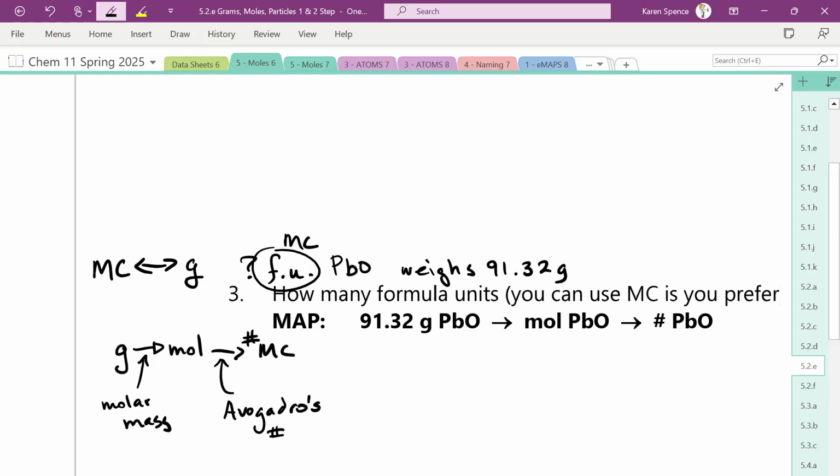Be careful. Get you an eraser. Let's take a look. Very well. Yes. Okay, your grams cancel, your grams cancel. You're left with moles.